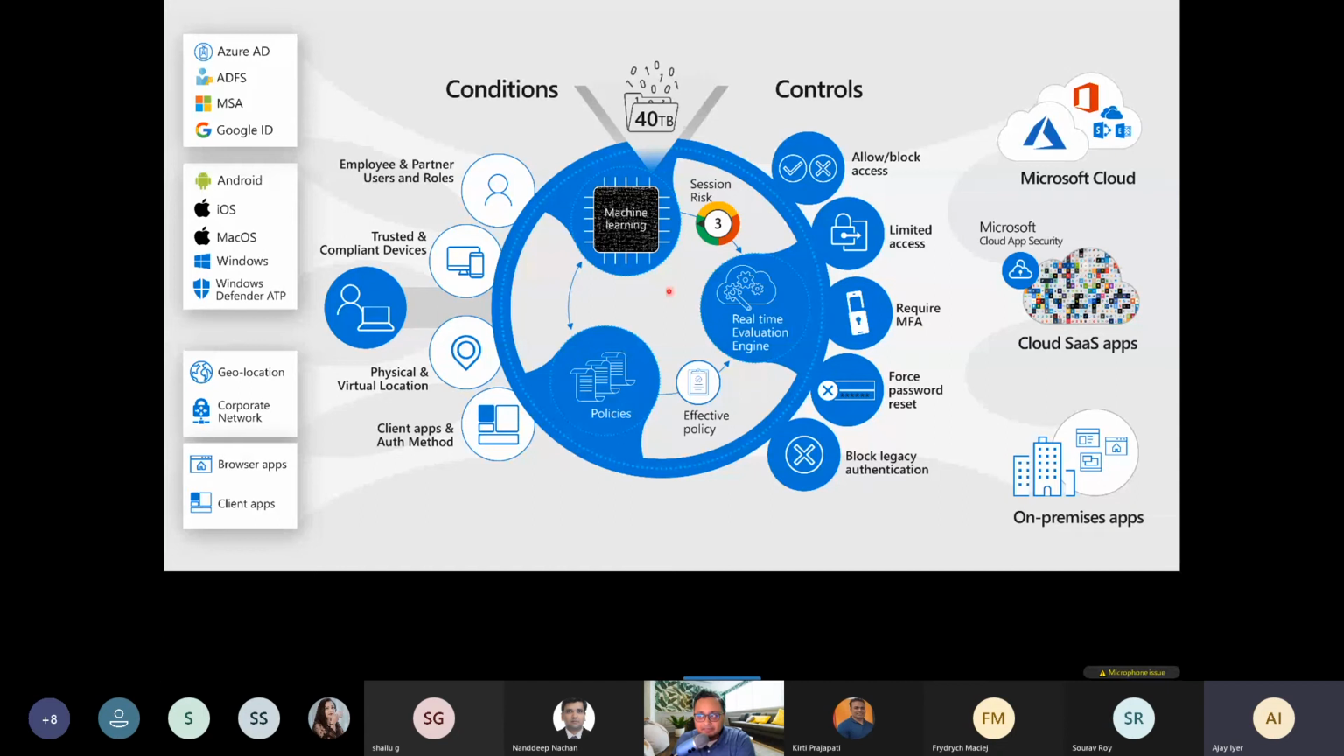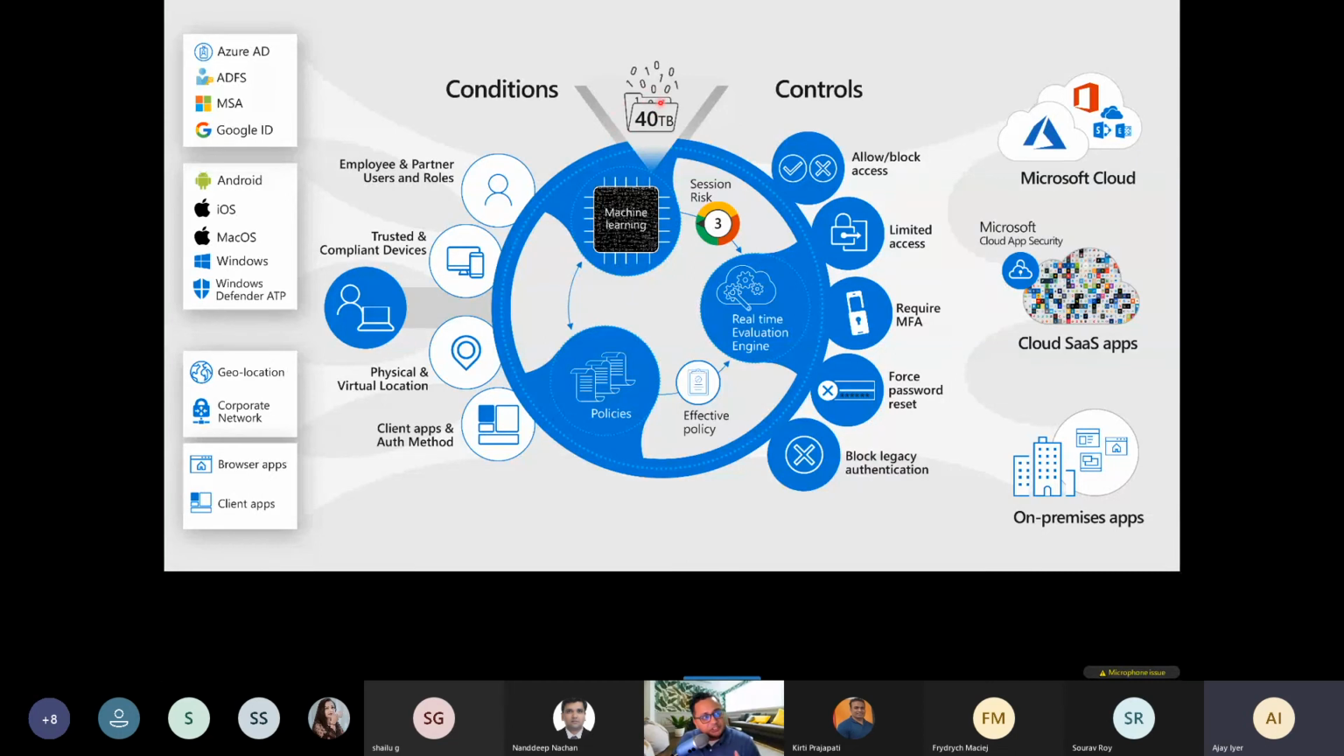But now there's a machine learning component that gets added to this. If you remember from one of my slides from earlier, I had said there are about 6.5 trillion threat signals that are being correlated on a daily basis. Well, that whole combined threat intelligence, that's this 40 terabytes of data coming from over here.